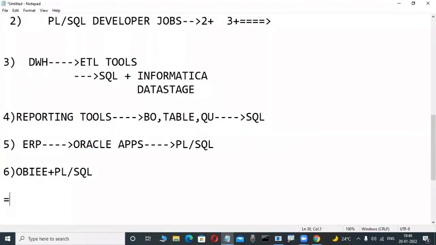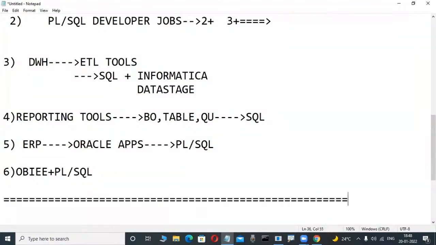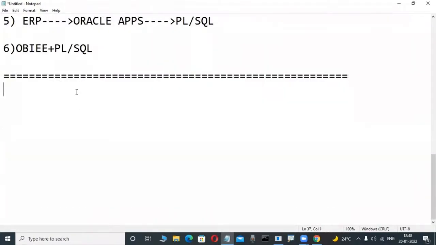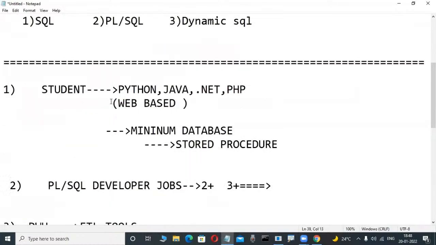Suppose you are not interested in the programming side, and you want the administration side. In that case, DBA courses are there: Oracle DBA, SQL Server DBA, MySQL DBA, database administration courses. These persons also need minimum knowledge before learning those courses. Minimum SQL knowledge is required. They also learn these types of courses.